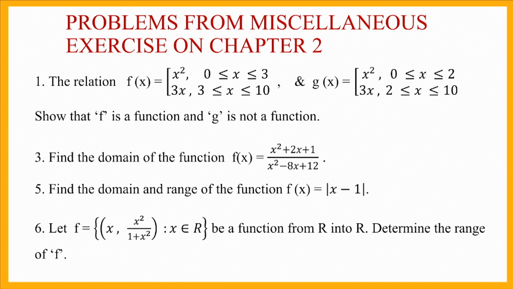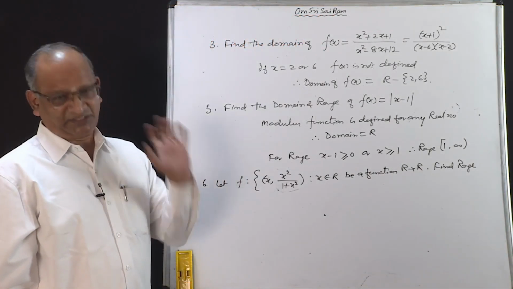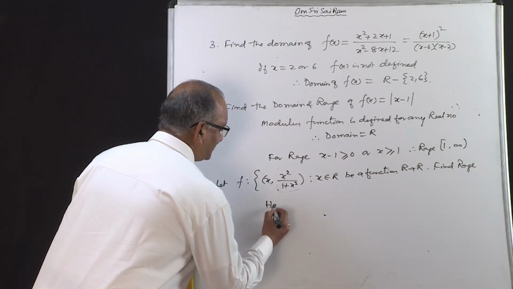Domain he has already given. How do you know the domain is given? Because he says x belongs to R. X and y: x defines the domain and y defines the range. So the domain is x. What is x? X belongs to R. That is why he did not ask what the domain is. He said find only the range. So here range means y.